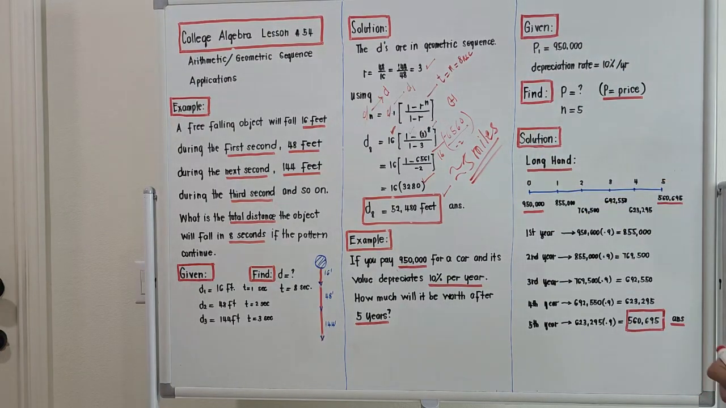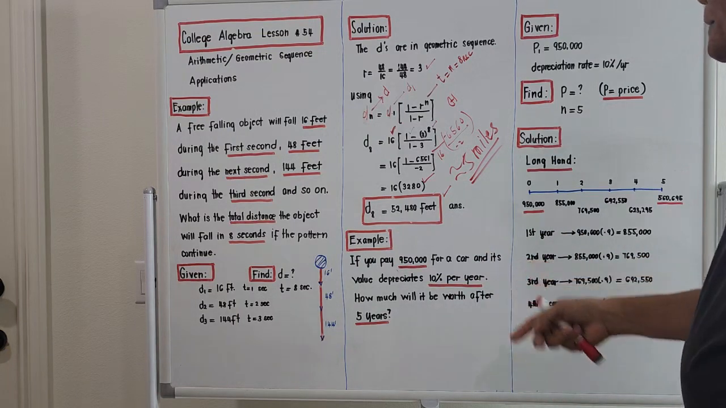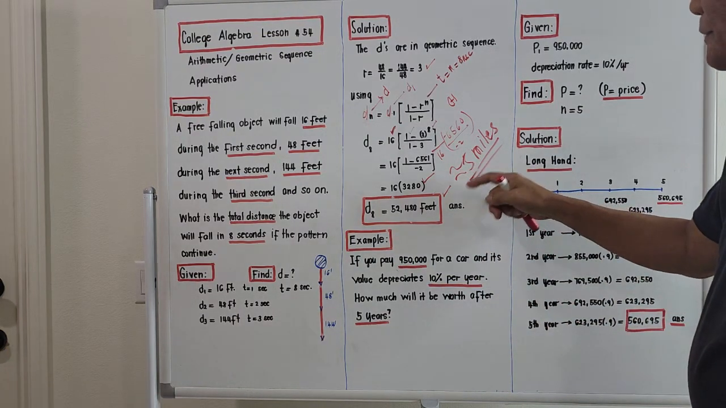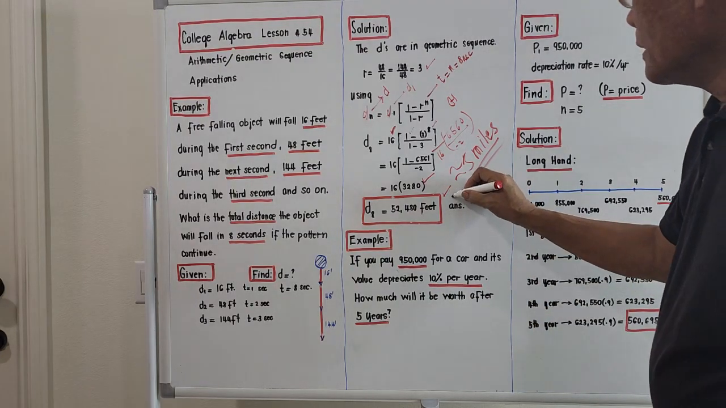Right? Because 1 mile is approximately 5,280 feet. Right? This is almost 5 miles. That will be the answer for example number 1.